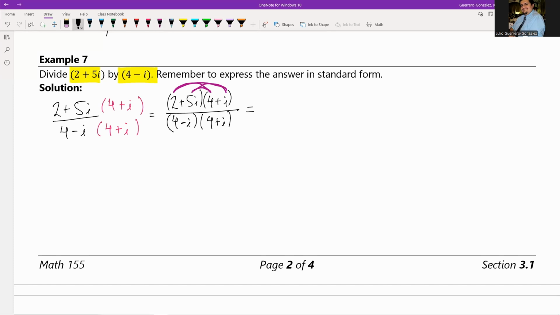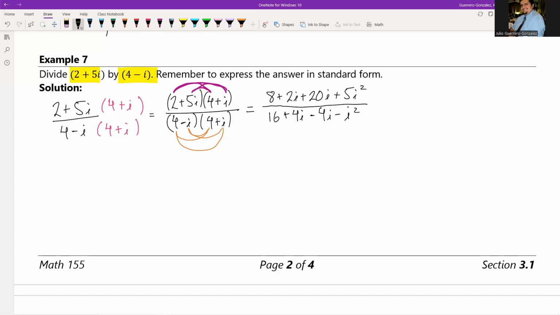The firsts, that's going to be 2 times 4, that's 8, plus 2i, plus 20i, plus 5i squared, divided by. Now I'm going to do the bottom. First, outer, inner, last here. The firsts, 16, outers, plus 4i, inners, minus 4i, last, minus i squared. This looks ugly, right? But it's not as bad as you think. Now we can handle this completely separately, on top and on the bottom.